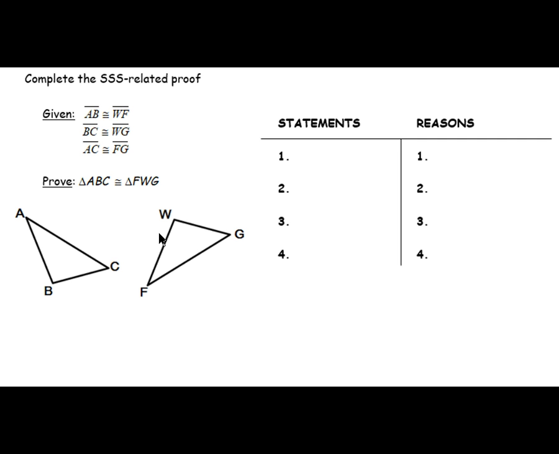One, we're given a picture. There's usually a whole bunch of given information. And then our statements and reasons, in this case, they're set up for us. They won't always be. But we're being asked to prove that two triangles are congruent to each other.